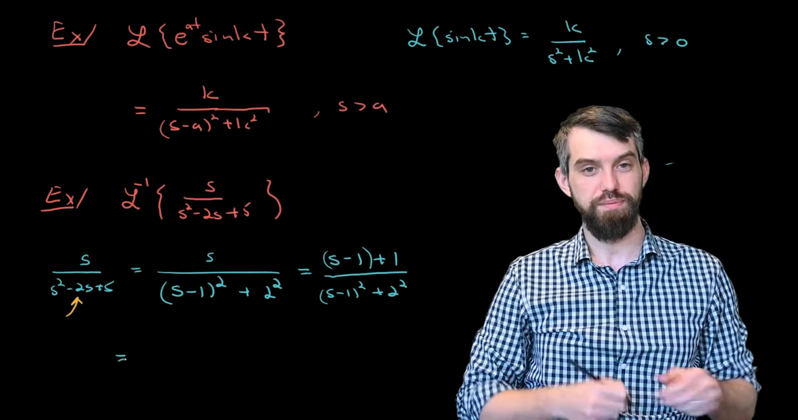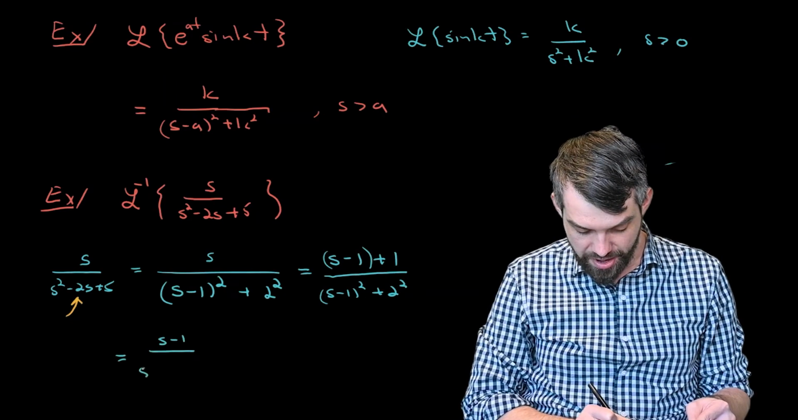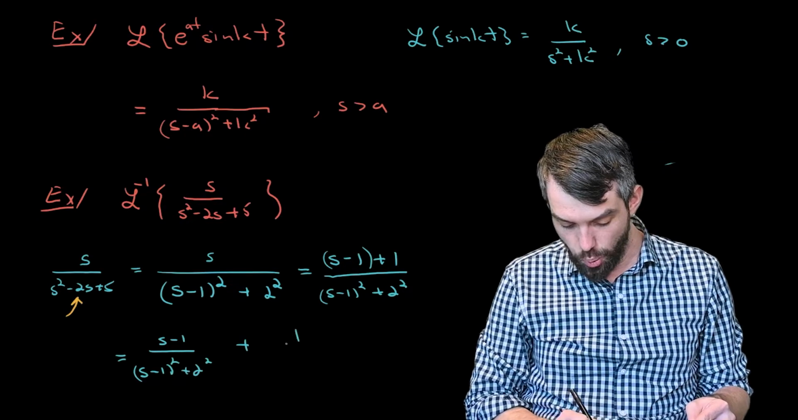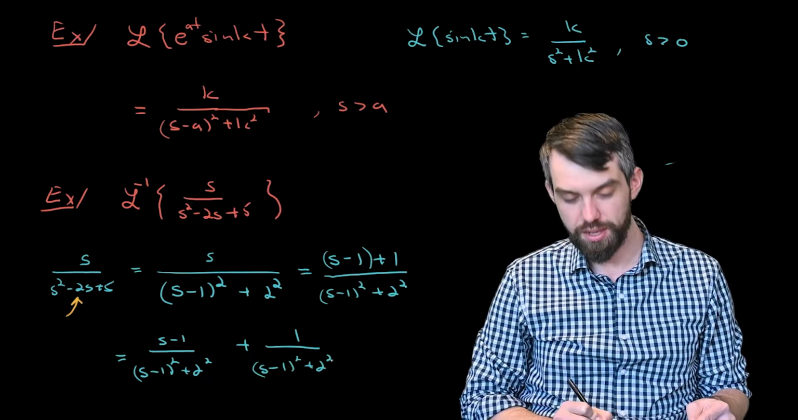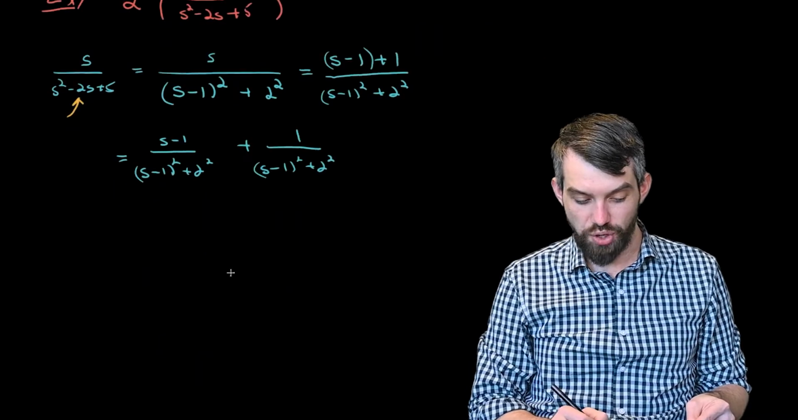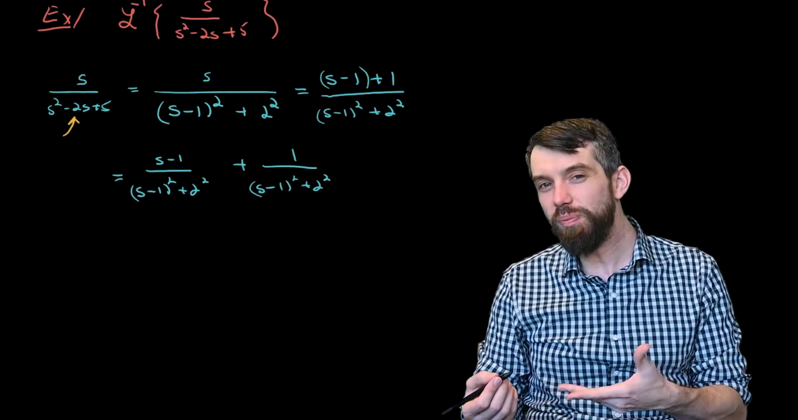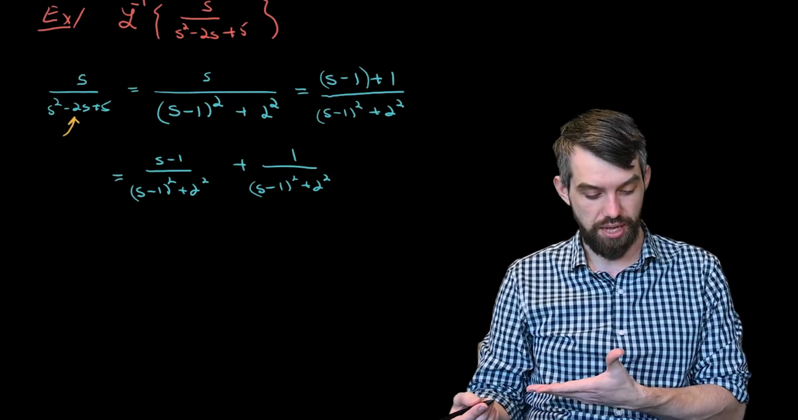Final thing in this sort of thrust is to write this as s minus 1 divided by s minus 1 squared plus 2 squared. And then finally, plus 1 divided by s minus 1 squared plus 2 squared. And so with a little bit of foresight as to where I'm going with this problem, I know that these are going to look a little bit like sines and cosines, or at least translated versions of sines and cosines.